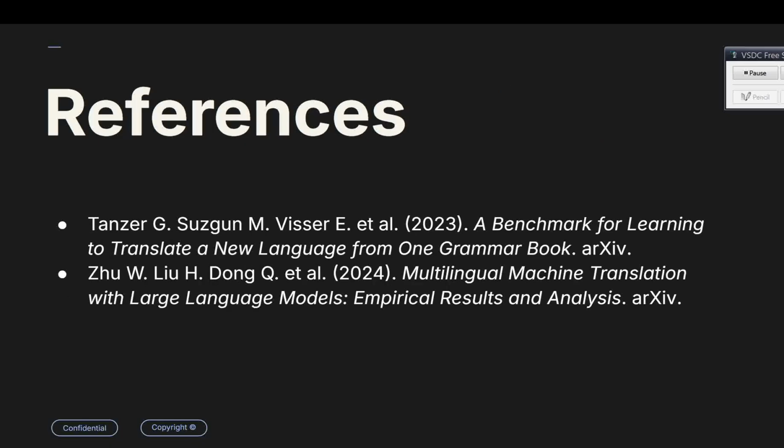Then the references. We use references from a benchmark for learning to translate a new language from one grammar book. Then we also use Multilingual Machine Translation with Large Language Models: Empirical Results and Analysis.